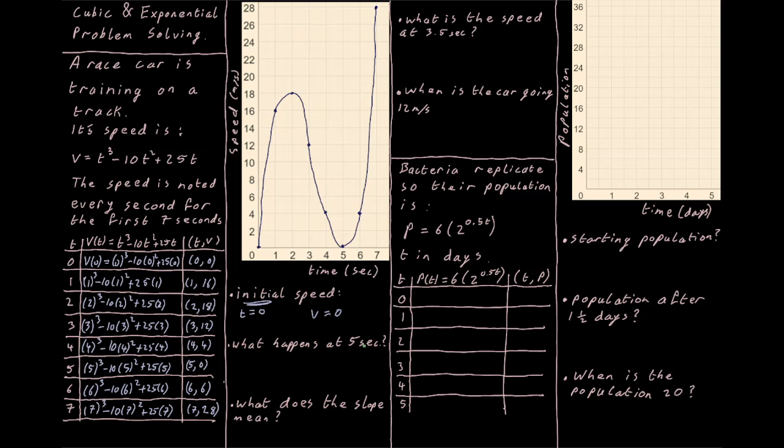Now what is happening to the car at 5 seconds? We go to our time axis and we say we're at 5 seconds, so we're at this point here. What's happening at that point? Well, the speed is 0. So that means for a moment the car isn't moving. The car is stopped for a moment.